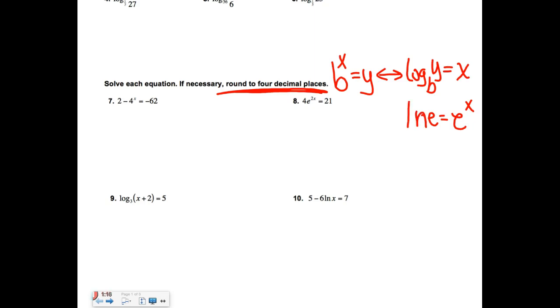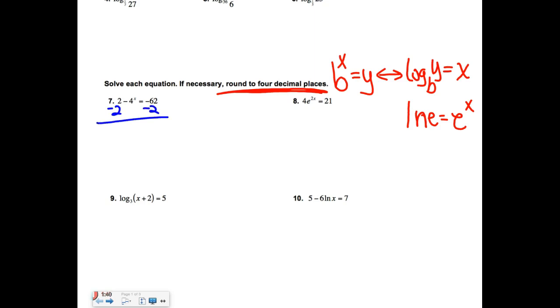All right, so on number 7, if we look at this one, we have an exponent, so that tells me I'm going to have to put it into log form. But before we do that, for all of these problems, you have to make sure your exponent or your e or your natural log or your log needs to be on its own. So the first thing I notice is I have this 2 out front. The 2 is positive, so that means I'm going to subtract 2 from both sides.